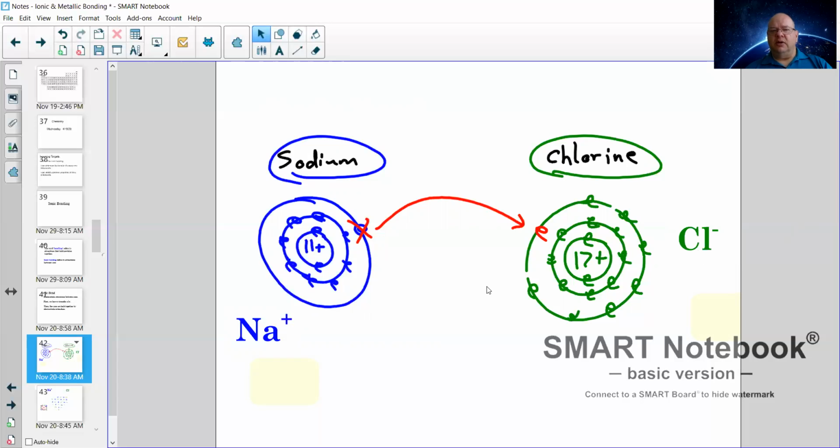You've heard of that. Here you've got an explosive, highly reactive metal. Here you've got a poisonous gas. But if you put them together and they trade this 1 electron and stick together, you get a compound that's really tasty on your French fries. Talk about the amazing world of chemistry.